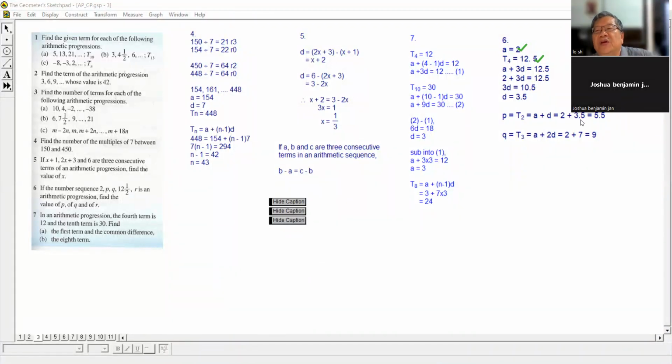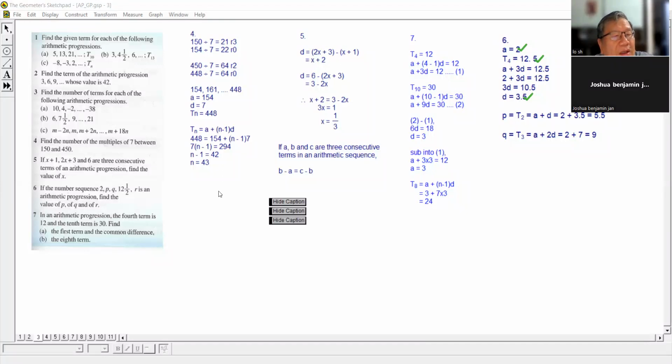We have this. So how to find P? So I try to count. P is the second term. So P is T2. What is T2 according to our formula? According to our formula, T2 is A plus D. A plus D. So A is 2. Then the D we have found out is 3.5. So A is 2, D is 3.5. You add them together, it is altogether 5.5. Now this 5.5 is P.